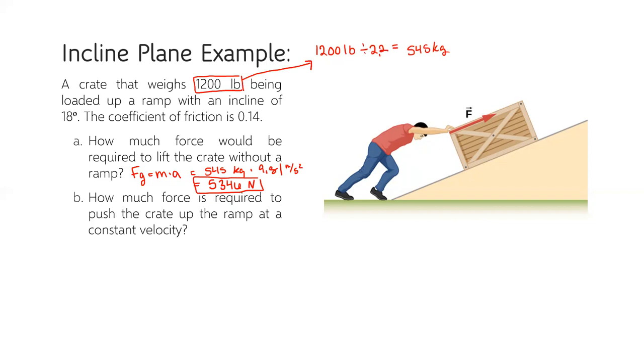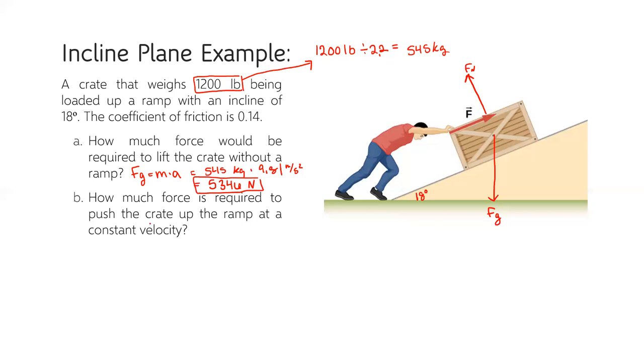Next part says, well, what about pushing it up a ramp? Pushing it up a ramp is where things get complicated. So let's label all of our forces because we don't have a whole lot of forces listed here for us. So we know that gravity always pulls down towards the center of the earth, okay? The normal force is always straight up from the surface. You'll notice gravity and normal force are not exactly opposite each other, so we know we're going to have to use trig. Our hint that we have to use trig is this 18 degrees that we have tucked in there.